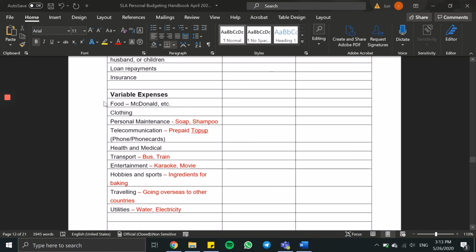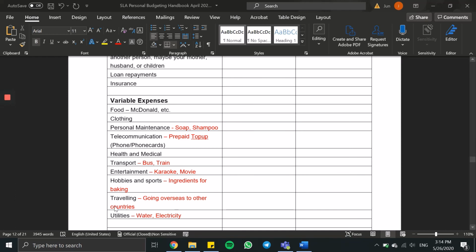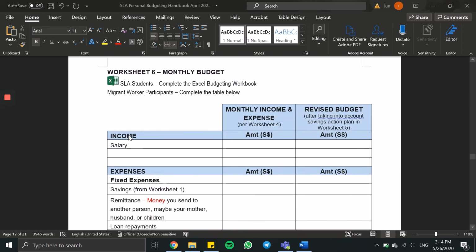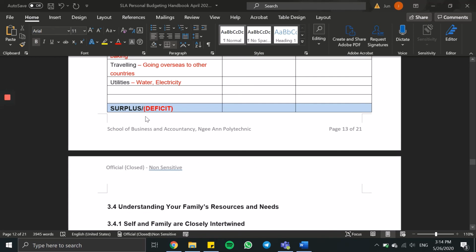Variable expenses like food, McDonald's, clothing, personal maintenance for your soap or shampoo, telecommunication like prepaid top-up, health and medical, maybe to see a doctor, transport, the bus or train to go to your school, entertainment for karaoke or for movies, hobbies and sports, maybe the ingredients for baking, traveling, maybe to go overseas with your family members during the holiday, or even the utilities, the water and electricity that you have paid. If you have more fixed or variable expenses, do include them inside. And then you take your income minus your expenses, and you get a surplus or deficit.